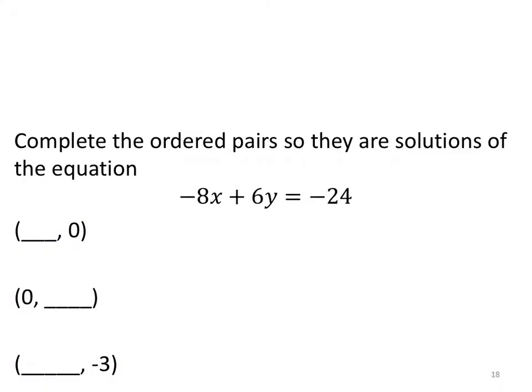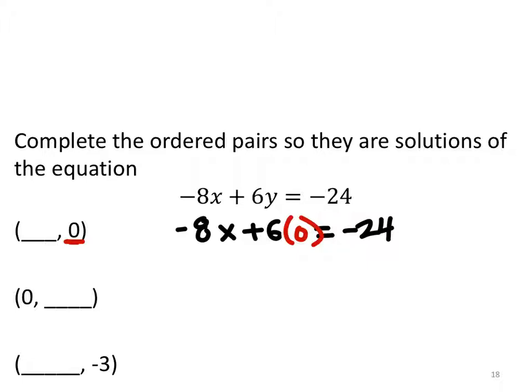Complete these ordered pairs so that they are solutions of the equation. This is just like solving regular equations, but it's going to change where we're solving for it, okay? So on this one, we got negative 8x plus 6y equals negative 24. And this first ordered pair, we can see the y value is 0. So I'm going to take this y value and replace it with 0, and then solve for the corresponding x value that goes with it.